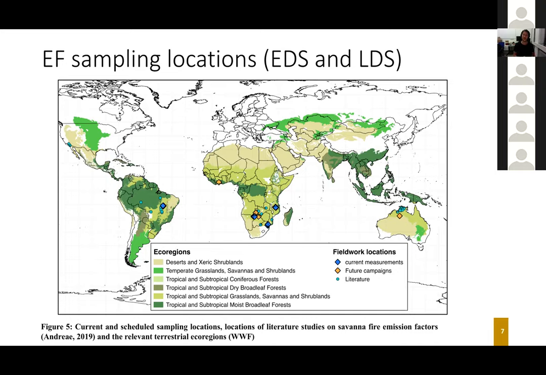Besides the spatial variability, we're also, of course, interested in the temporal variability, since this is very relevant for integrated fire management. So we tend to revisit these places in the early dry season, so roughly May, June, for these southern hemisphere places, as well as the late dry season, so our measurements in roughly September, October.